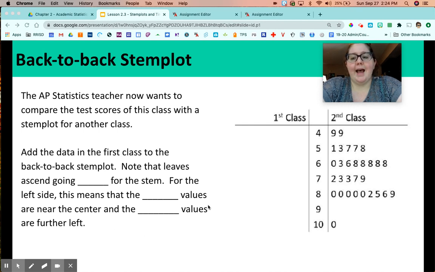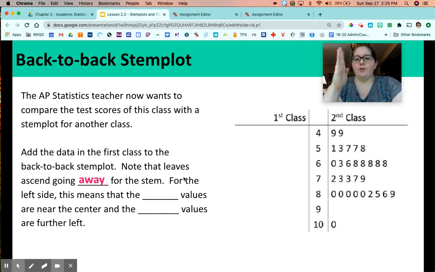So what I can do is add the numbers that we just saw on the stem plot that we created in the last example, and we would put the data on the left side of the graph. It doesn't matter which group of numbers goes on which side. In this case, it makes sense to have the first class on the left and the second class on the right, but it doesn't really matter.